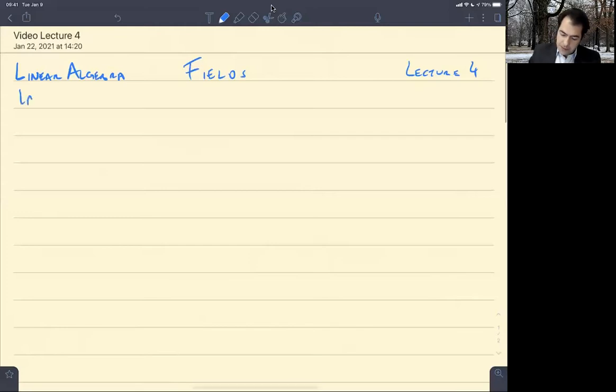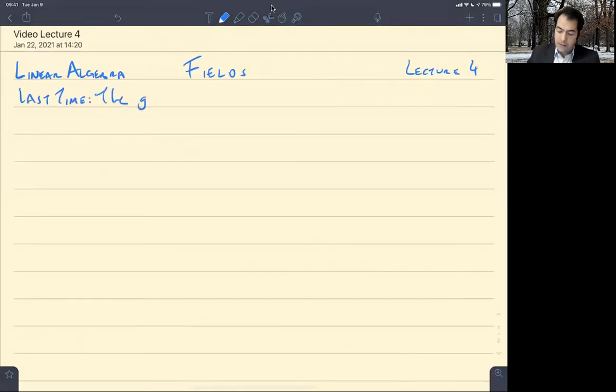So last time, we talked about the geometry of linear systems. We talked about vector addition and scalar multiplication, and about viewing the solutions of linear equations as sets of vectors. This time, we're going to do a little bit of abstract algebra. We want to talk about systems with different coefficients.